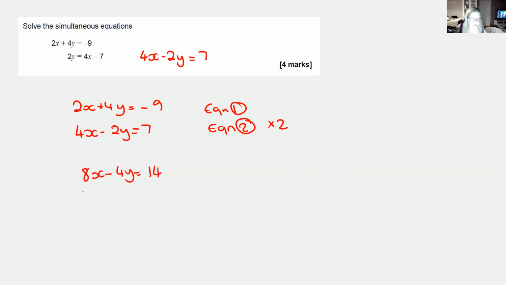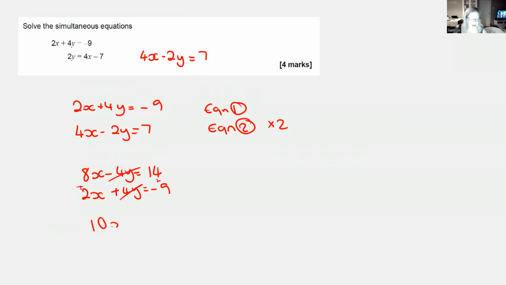And then write the other one underneath. So 2x plus 4y equals minus 9. Now this time we've got a negative and a plus, so to get rid of them, I have to add them together. Because if I'm at minus 4y and I add 4y, they're going to cancel out. So they're going to become 0. So I'm adding these and I'm adding these.